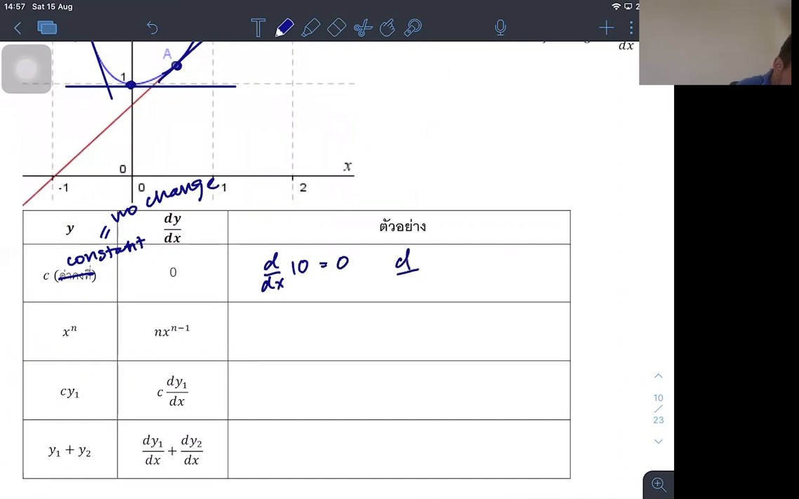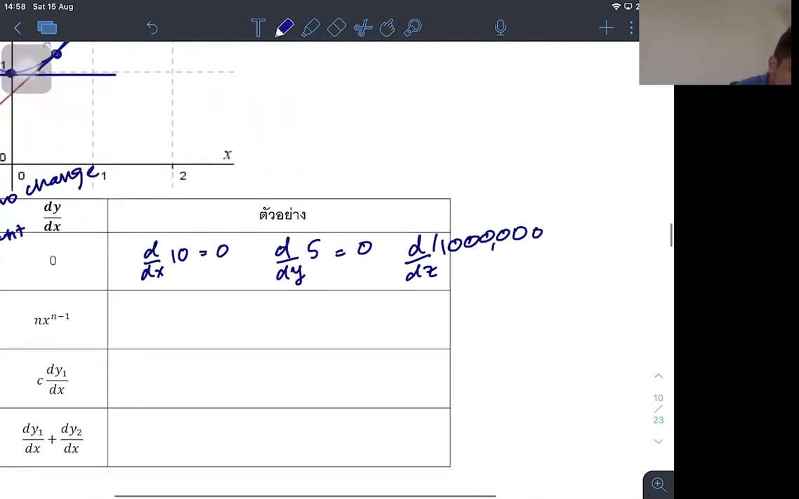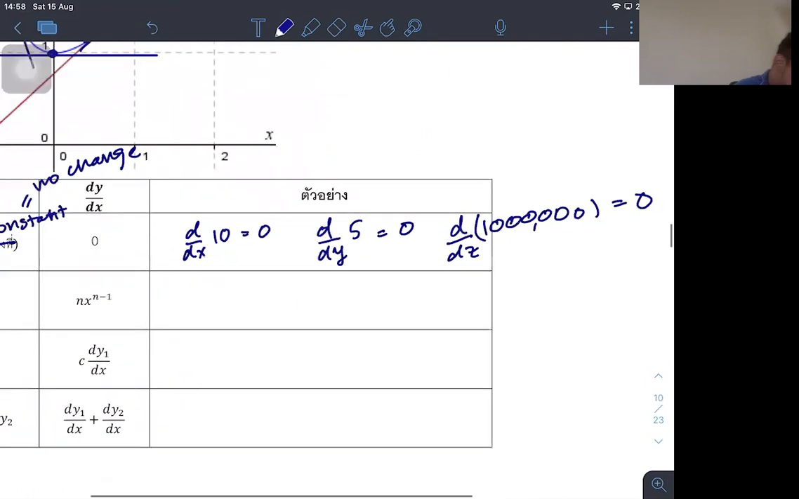If you diff 5 with respect to y, you get 0. Or if you diff 1 million with respect to z, you just get 0 all the time, okay?